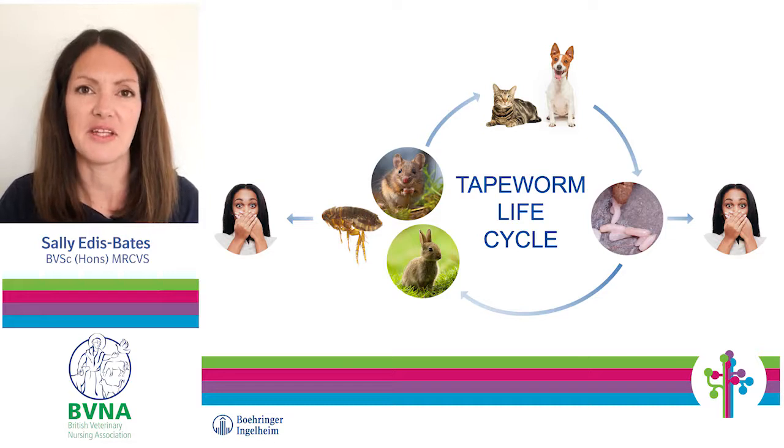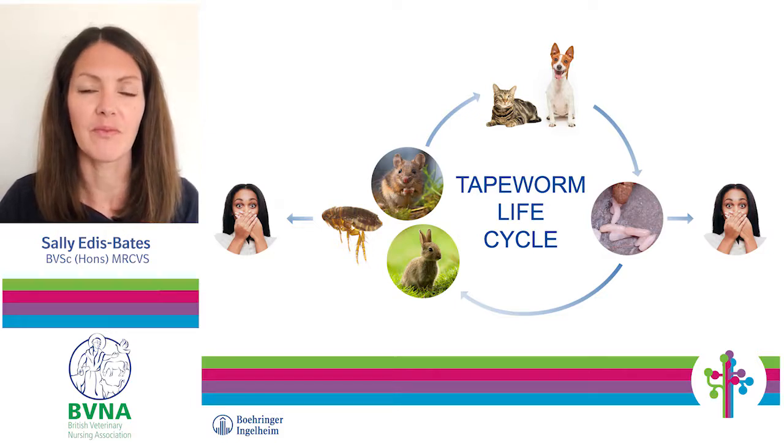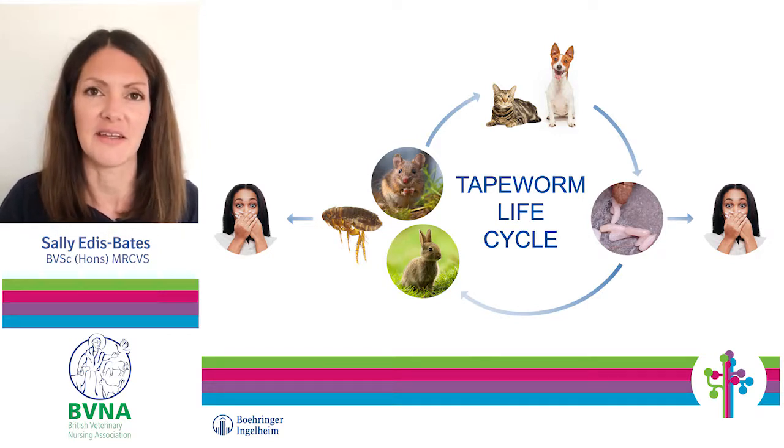Once inside the intermediate host, the immature tapeworm develops and forms cysts within the tissues. The definitive host, i.e. the dog or cat, then becomes infected by eating these cysts.